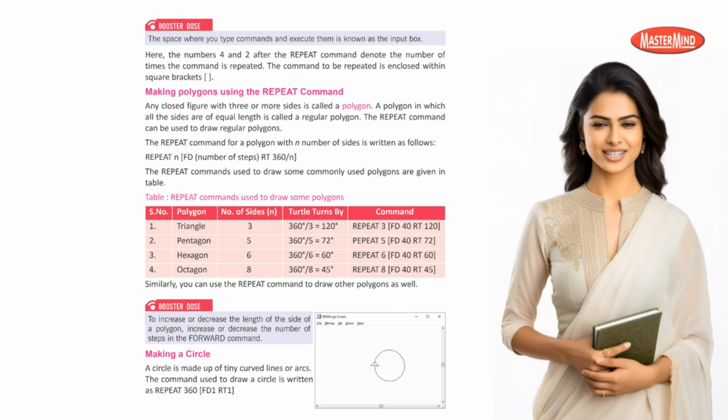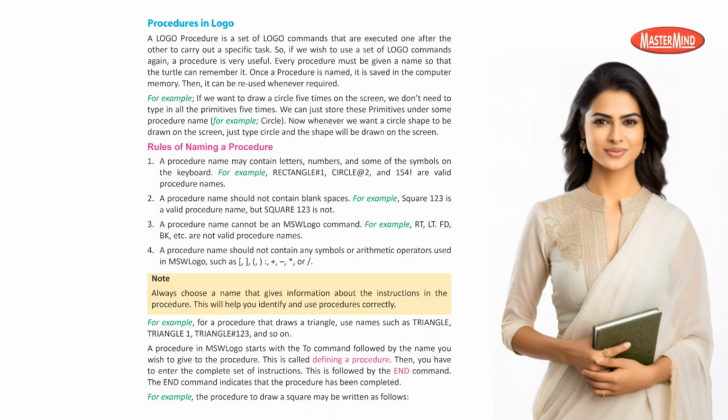Making a circle. A circle is made up of tiny curved lines or arcs. The command used to draw a circle is written as repeat 360 [FT 1 RT 1]. Procedures in Logo. A Logo procedure is a set of Logo commands that are executed one after the other to carry out a specific task.